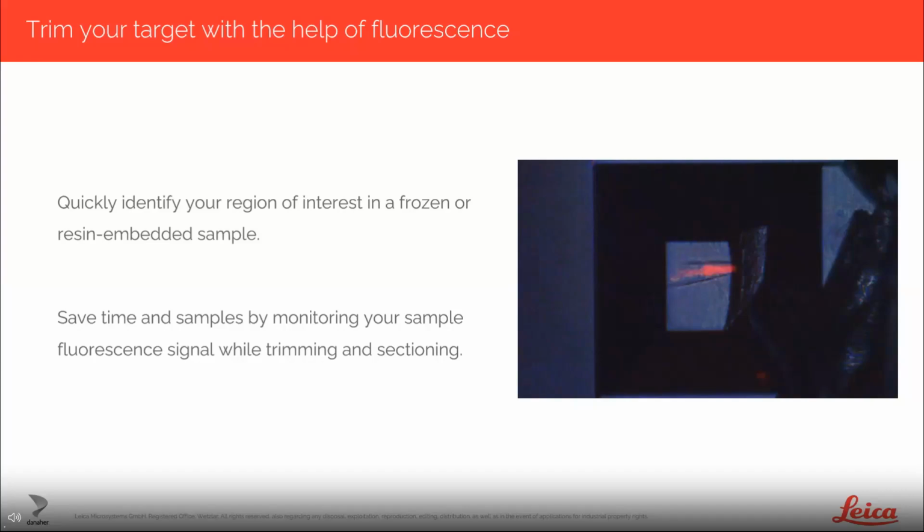So with the help of fluorescence, you can quickly identify your region of interest in a frozen or resin embedded sample. Perfectly here, the tip of the worm. This saves you time and of course samples by monitoring your sample fluorescence signal while trimming and sectioning.